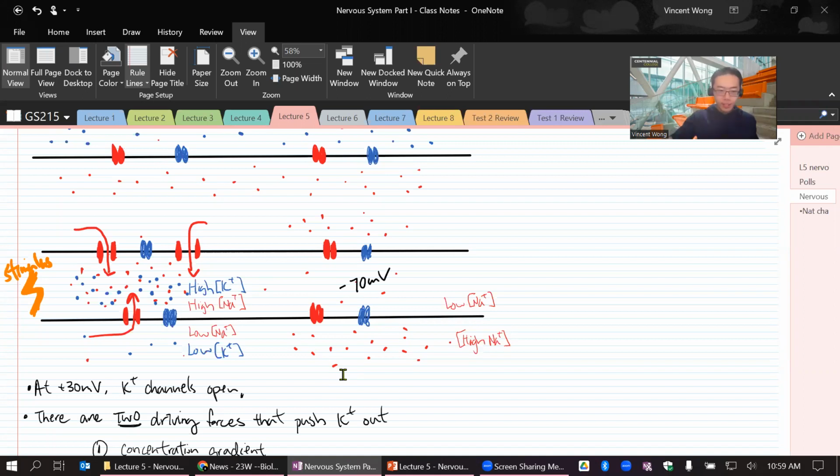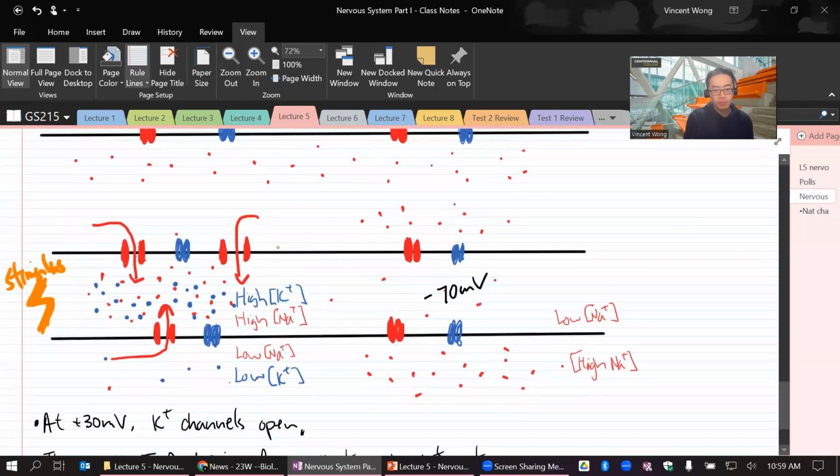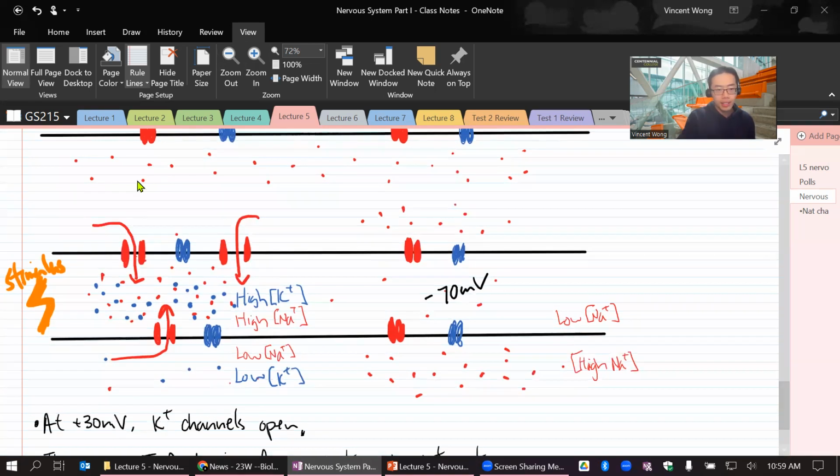So the sodium came in already, and the next thing that's going to happen is the potassium is going to leave. Now remember, what's also going to happen is that the sodium channels will close after the sodium comes in. So I'm just going to show that here. It's really hard to draw all these changes on a static diagram, but we're going to close these red doors. Close them.